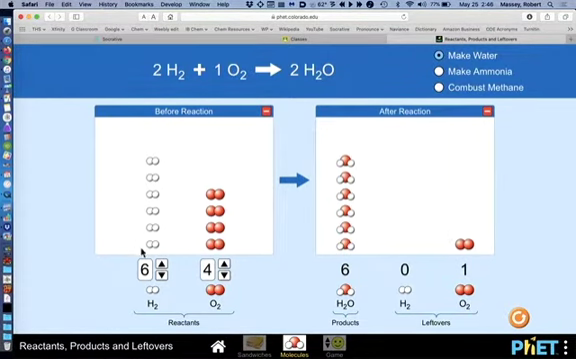So the hydrogen was completely used up. So it's our limiting reactant. It limited how much we can make. We had enough oxygen to make more, but we couldn't because the hydrogen was all gone. So the oxygen is in excess.